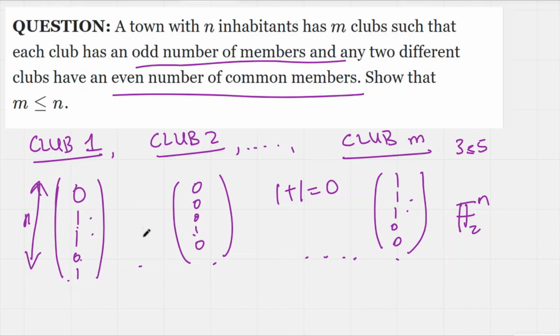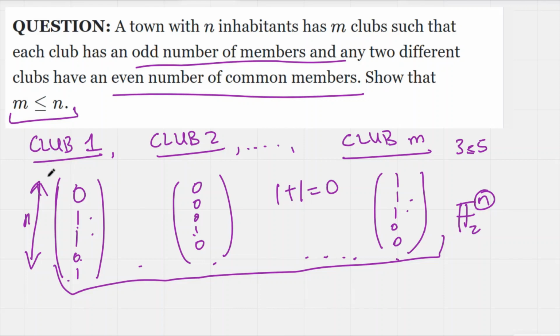So now we're going to assume that these vectors here are linearly independent. But that essentially gives us our result, because if you have a set of m linearly independent vectors in a vector space, then it follows that the size of that set, in this case m, must be less than or equal to the dimension of your vector space. And the dimension of our vector space is n. And therefore, we get that m is less than or equal to n.